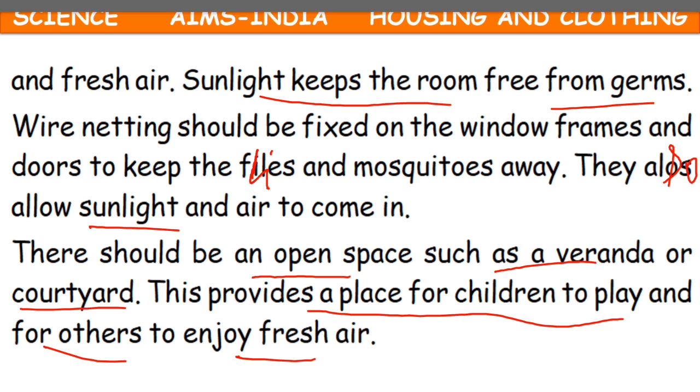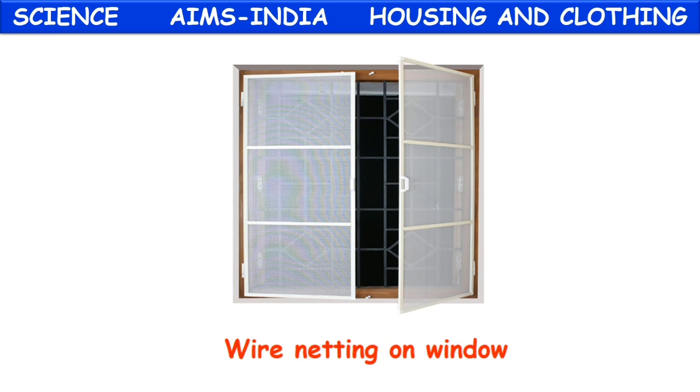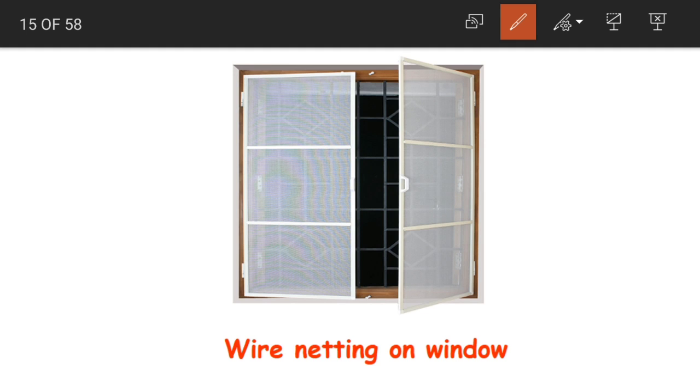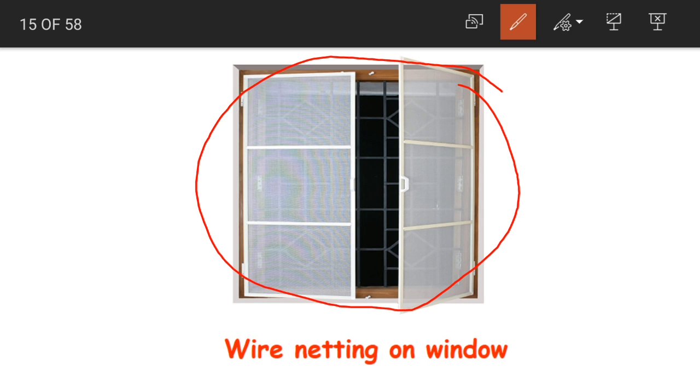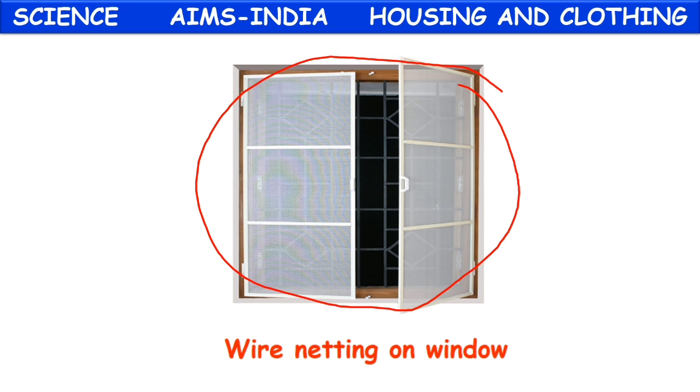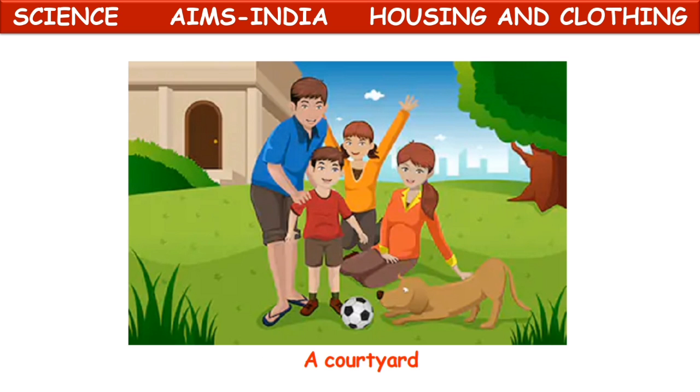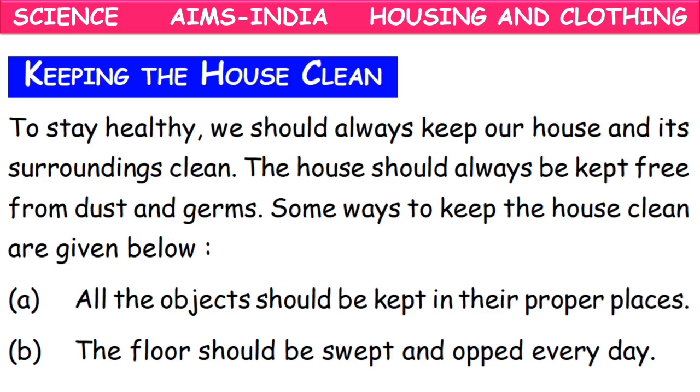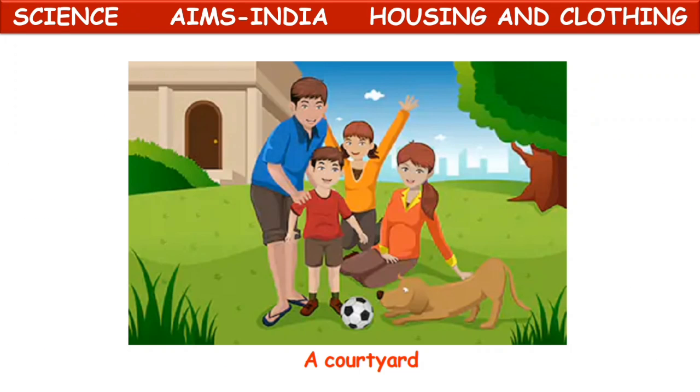Okay, children, clear? Now, here is the wire netting on windows. We have talked about the wire netting, no? So how will it be? See, this is how it is. You have wire netting on the window so that mosquitoes or flies are not going to enter the house through this wire. Now, courtyard is nothing but the front place, open space where you can play for some time. Clear, children?